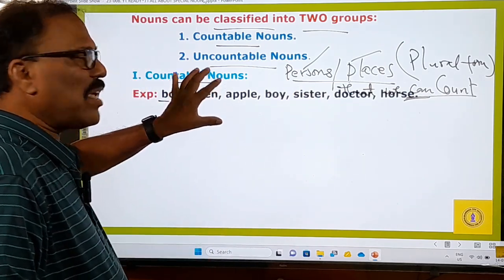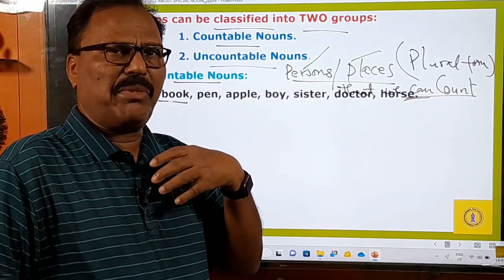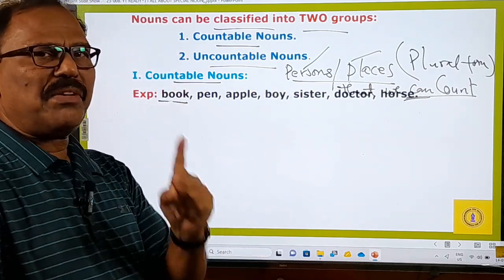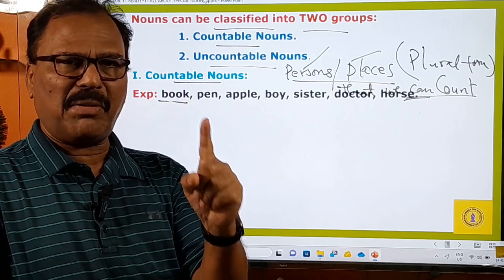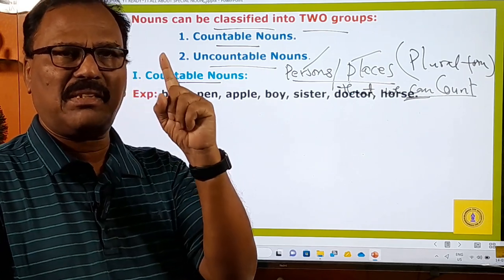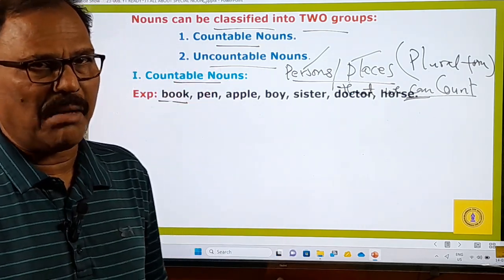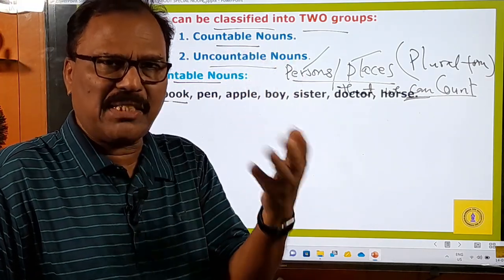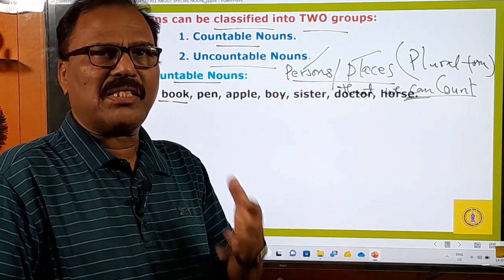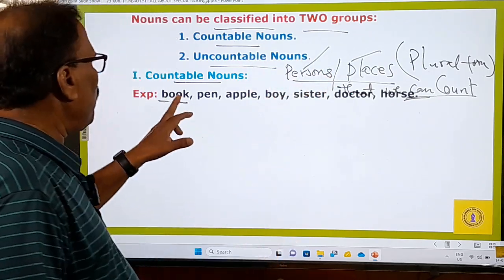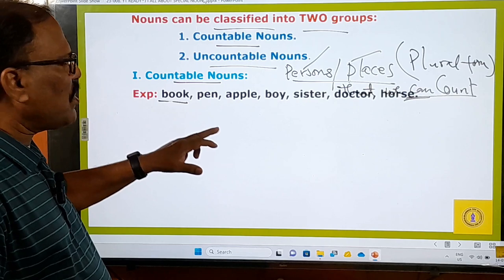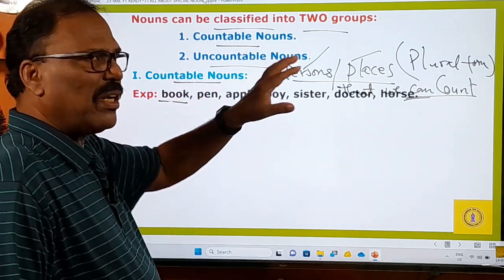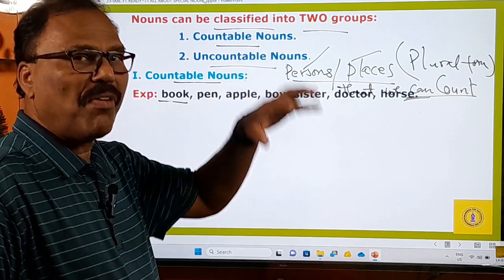These countable nouns have plural forms. Plural means we have singular number and plural number. Singular number means if there is only one person or one place or one thing, that noun is said to be in the singular number. If there is more than one person, one place or one thing, those nouns are said to be in the plural number. So here book is in the singular number. Books is in the plural number. So these countable nouns will have the plural form also.